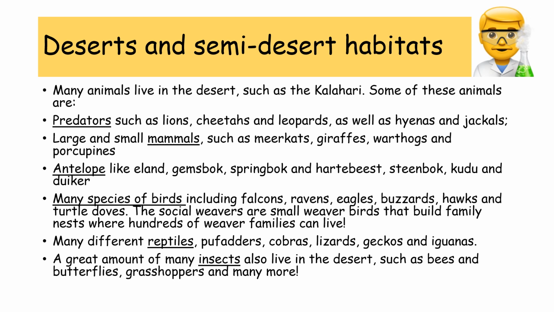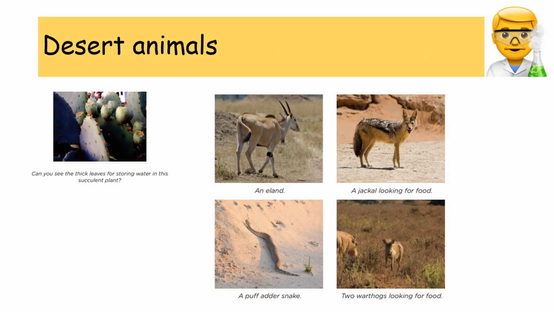Many different reptiles, puff adders, cobras, lizards, geckos, and iguanas. A great many insects live in the desert, such as bees and butterflies, grasshoppers, and many more. These are pictures of some of the animals that you will find in the desert, like eland, jackal, puff adder, and warthogs.